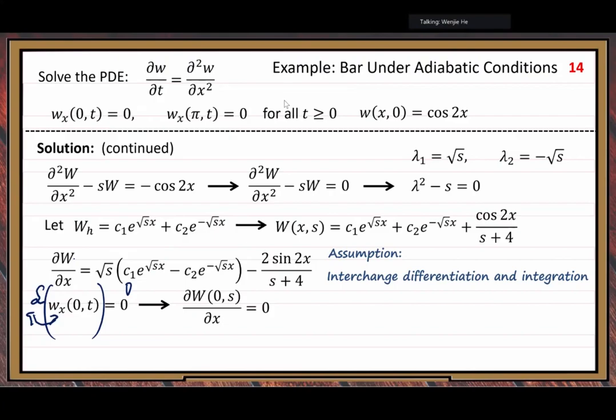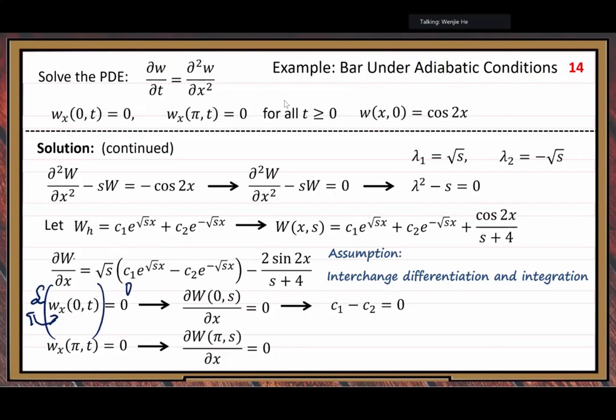So you get the first equation for C1, C2. The difference of these two constants equals 0. They are the same. But we need a second equation. And L is pi, right end. Do the same thing, but at pi. Take the Laplace transform for the right end boundary condition.